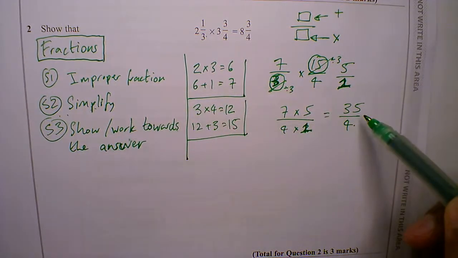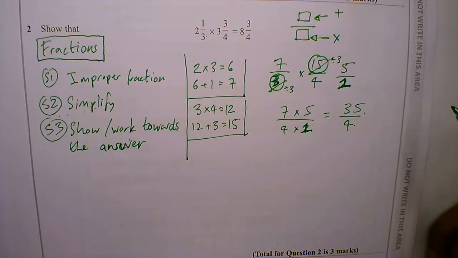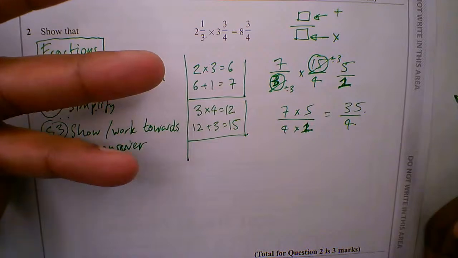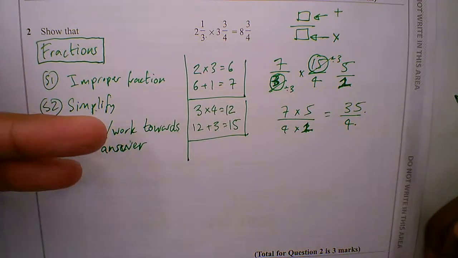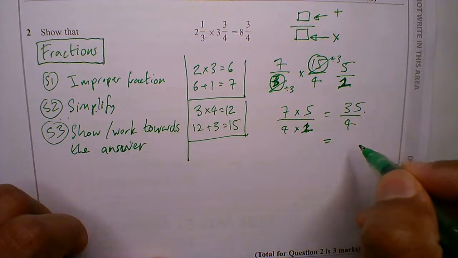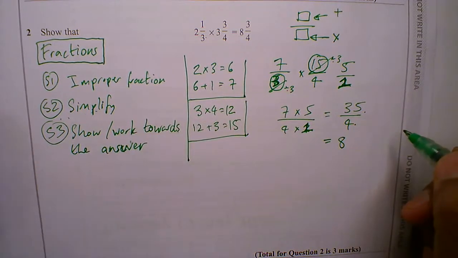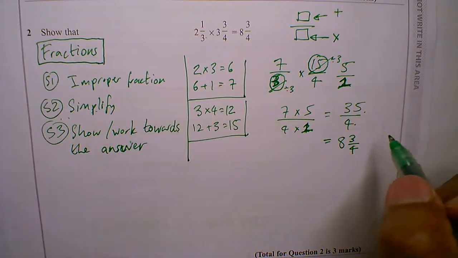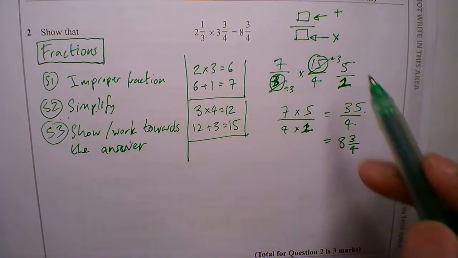How many times does 4 go into 35? So I need to know my 4 times table. Use your fingers. 4, 8, 12, 16, 20, 24, 28, 32. That's 8 times. And then I've got a remainder, 33, 34, 35. So 3, remainder 4. And you can see that matches with my answer there.